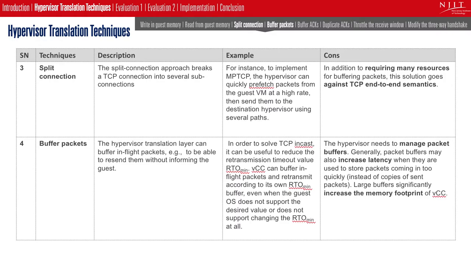This situation will potentially cause errors in the application. The fourth technique, buffer packets. The hypervisor translation layer can buffer in-flight packets, for example, to be able to resend them without informing the guest. Nevertheless, the hypervisor needs to manage packet buffers. Packet buffers may also increase latency when they are used to store packets coming in too quickly. Large buffers significantly increase the memory footprint of VCC.